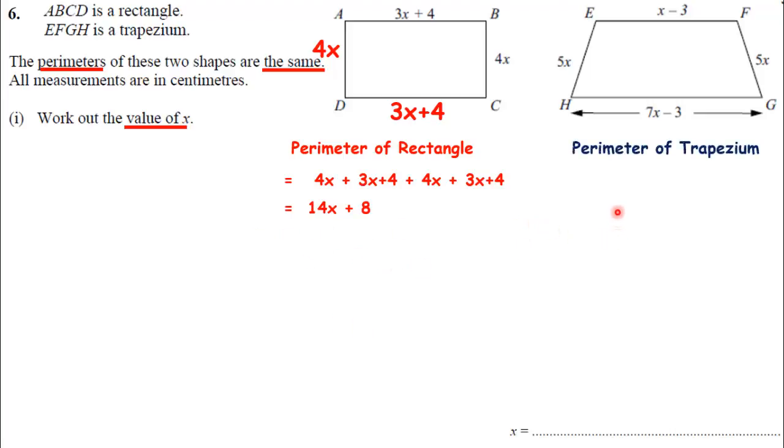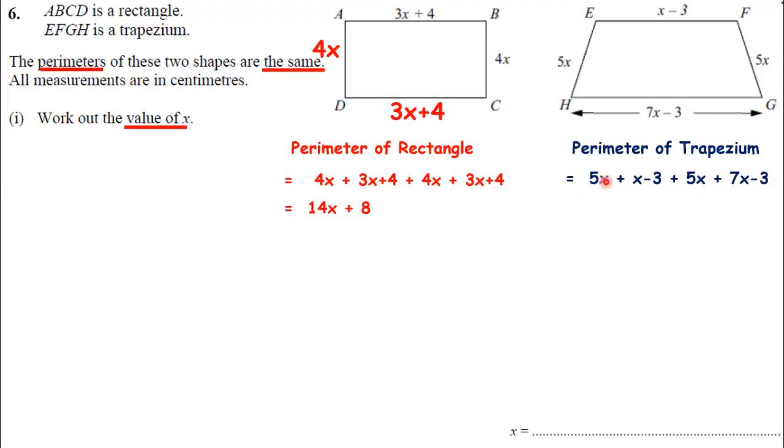We're going to do the same thing for the trapezium. Go all the way around the trapezium and add up each of those expressions. In this case, we have x minus 3, 5x, 7x minus 3, and 5x. So I've gone around and I've got all four of them. Make sure you check that you haven't missed any of them out or written any of them incorrectly.